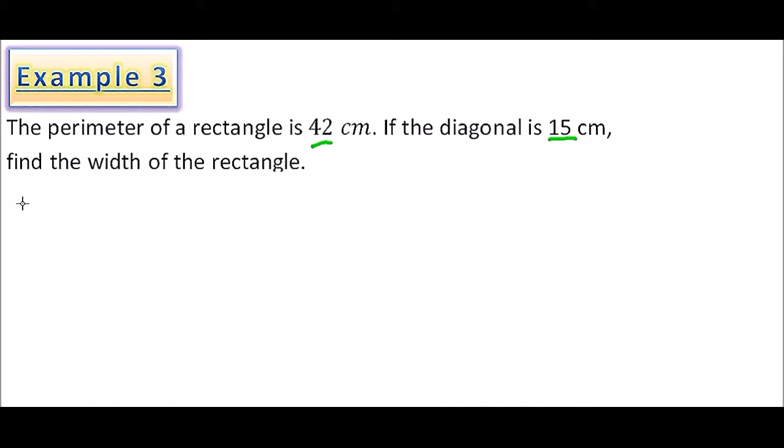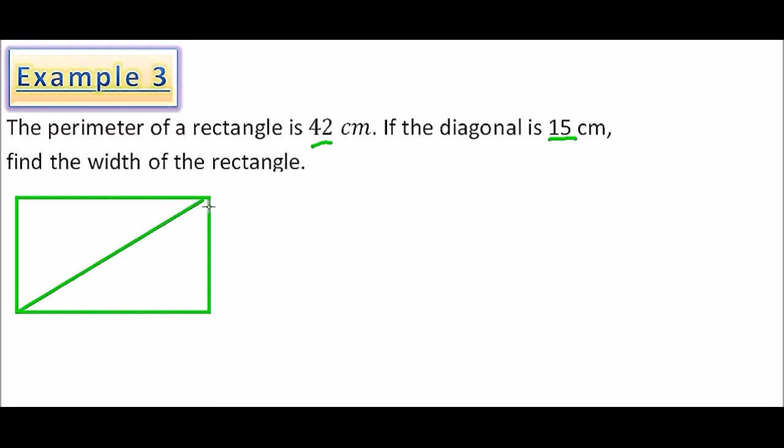We make a rectangle here so that we are able to identify the width. So we are told that the diagonal is 15 centimeter. So this is our diagonal. So this is 15 centimeter.